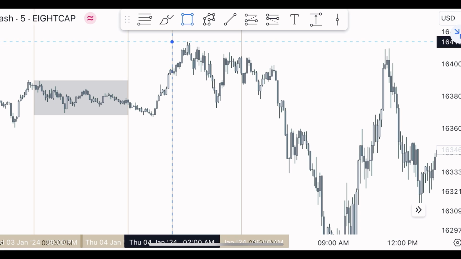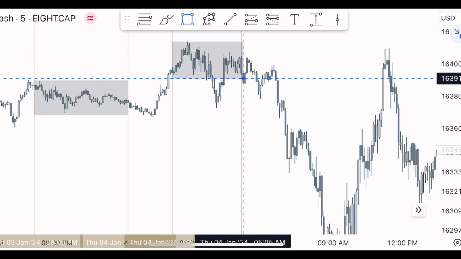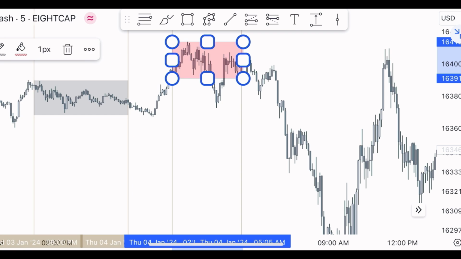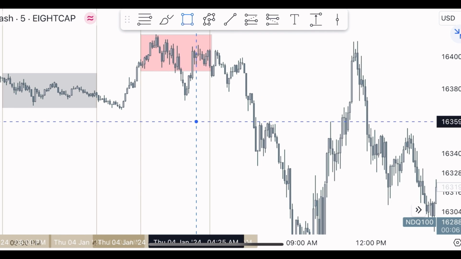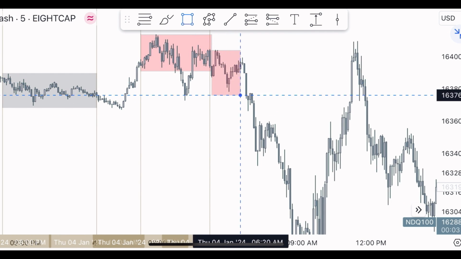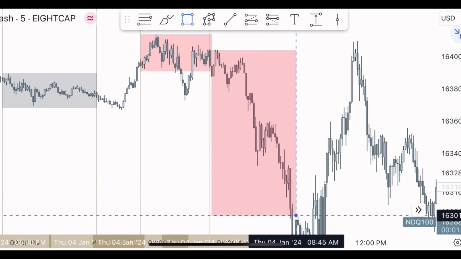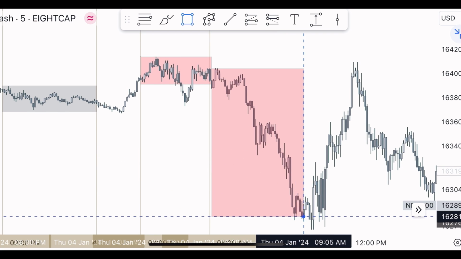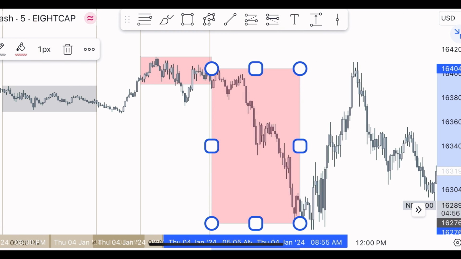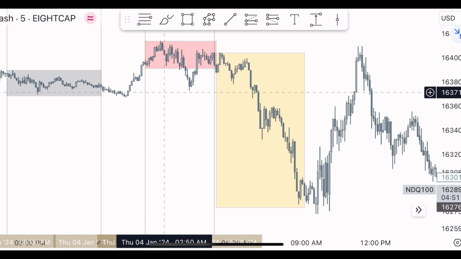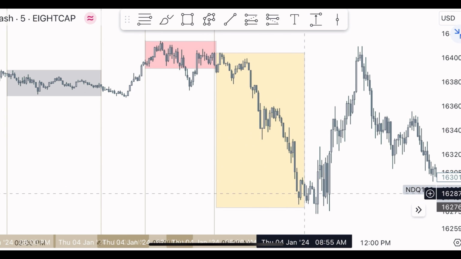So this was the sweep of the Asian highs. Let me mark it. This high swept the Asian high. And then you will expect a fake move, which is called the Judas move, and it will sweep the Asian lows and it will go deep down or up. In this case it swept the high, so the Judas move had to be towards the downside.